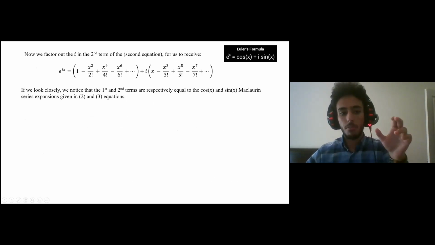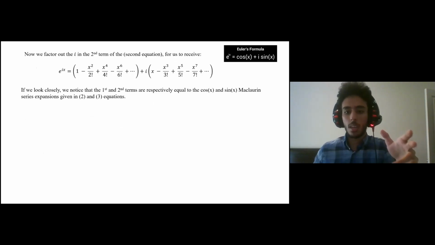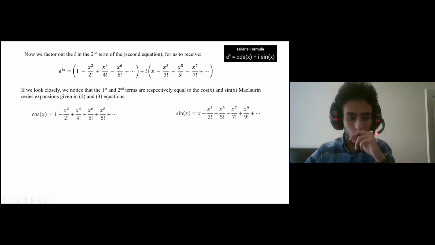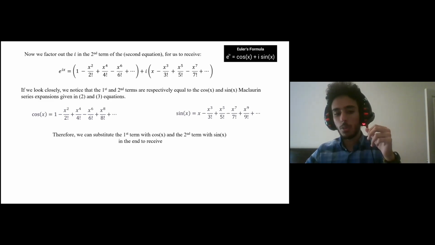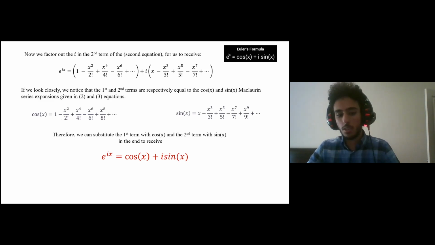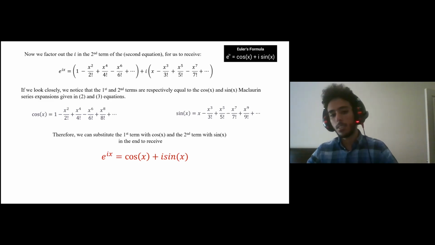And now, if you look closely at the first and second terms, they're respectively equal to the cosine of x and sine of x Maclaurin series expansions that we found before, as shown here. I'm going to rewrite them here. So therefore, all we have to do is substitute the first term with cosine of x and the second term with sine of x, in the end, to receive Euler's formula, which is e to the power of ix equals cosine of x plus i sine of x.